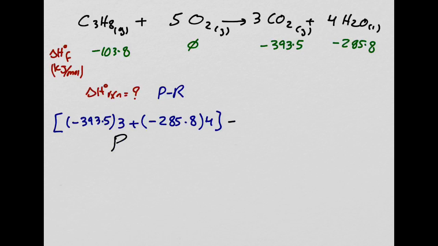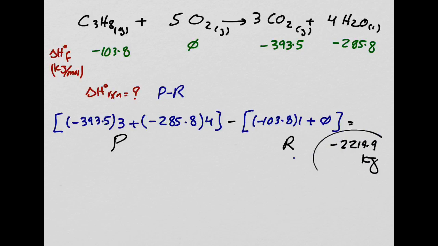Now minus, let's look at my reactant. My reactant, I have propane. Again, the coefficient is just 1 and oxygen is 0 because that's how it exists in nature. So product minus reactant. If you do that, what you get is negative 2219.9 kilojoules of energy. That's the delta H of the reaction. And again, it's kilojoules. It's not kilojoules per mole because the moles have already been canceled out.